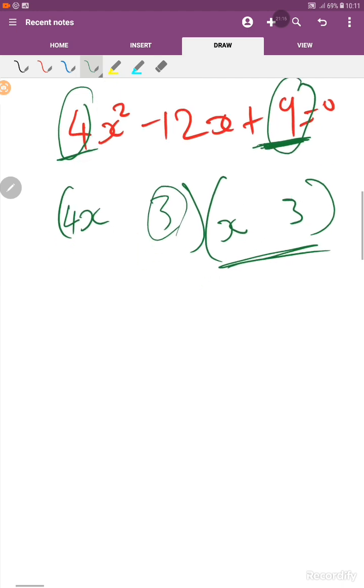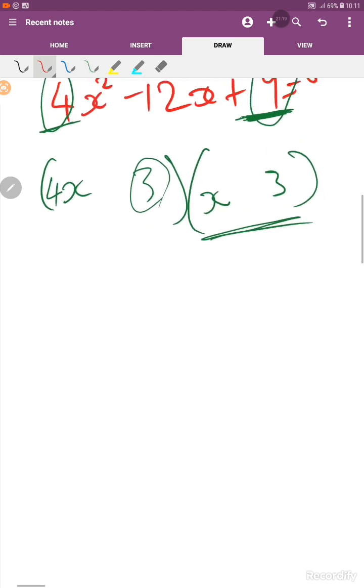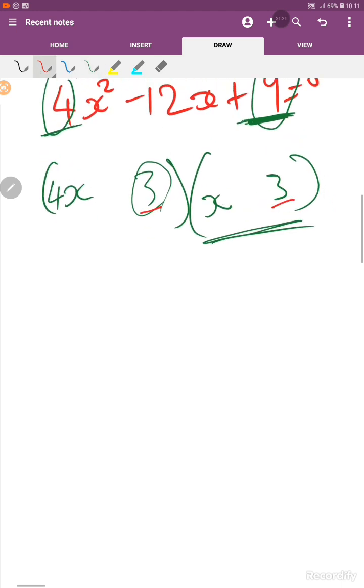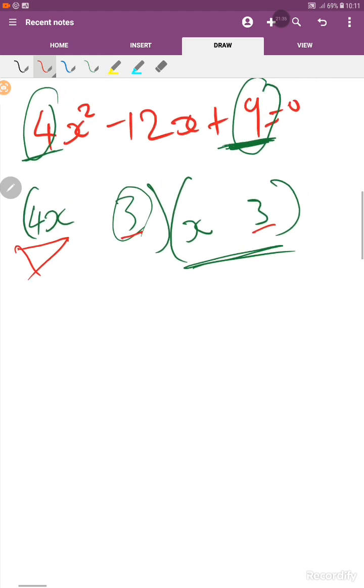So let's check the highest value. Because these guys are the same, 3 and 3 are the same, now let's check the value of the first bracket, which is 4x. We cannot deal with this guy here, right? Because if we deal with this one, it's going to disturb our equation.